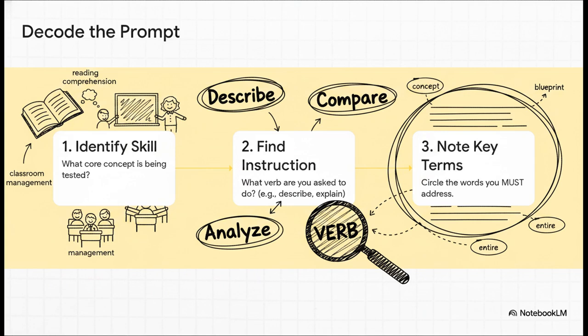First, what's the big idea here? Are they testing you on classroom management, reading comprehension? What is it? Second, find that action verb. Describe is a world away from compare or analyze. That verb tells you exactly what they want from you. And last, circle those key terms you absolutely have to talk about. This makes sure you answer the whole question, not just part of it.